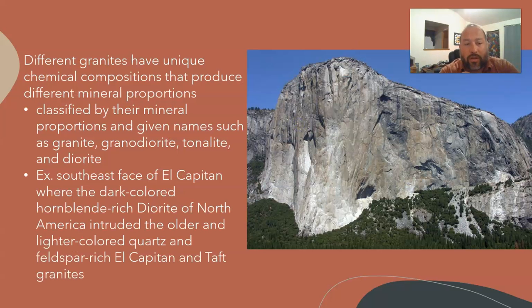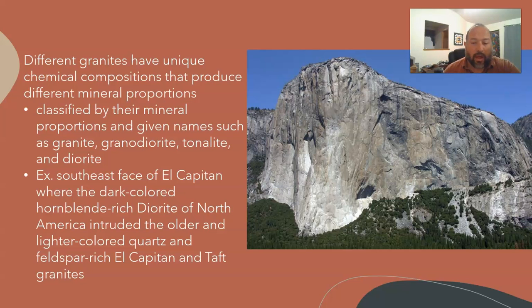So, different granites will have unique chemical compositions that produce different mineral proportions. So these are going to be classified by their mineral proportions and given names such as granite or granodiorite or tonalite and dorite or diorite.